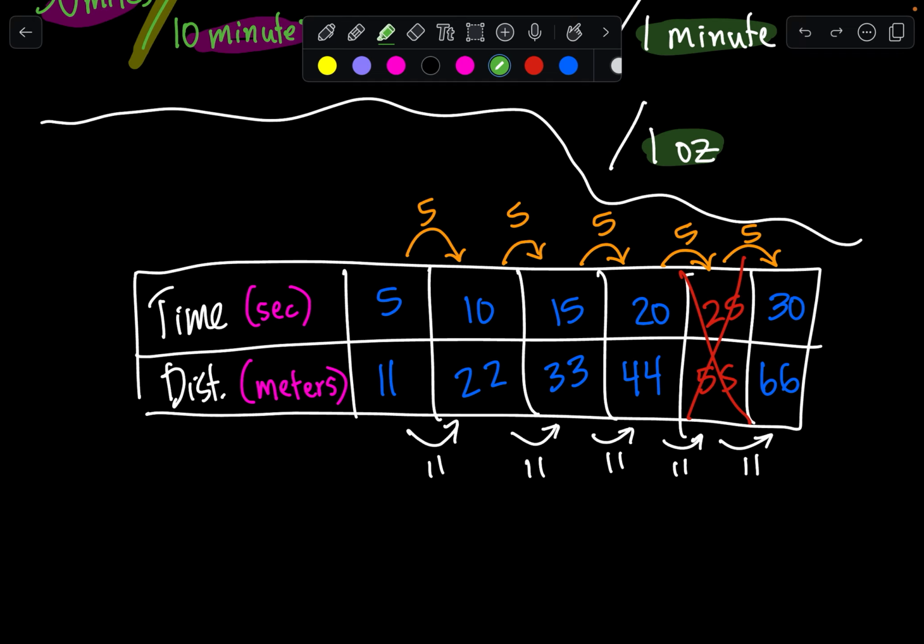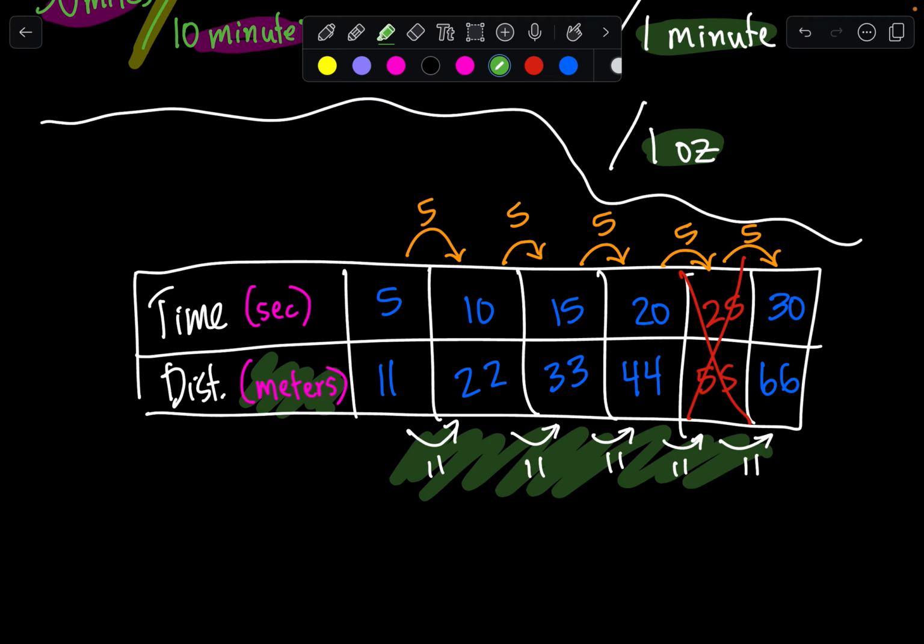In part A, it says what is Beth's rate of travel? Write it as a unit rate, meters per second. So as a regular rate, you would do your meters on top because it says meters per second. So you would say 11 per, that's what this line means. And then seconds would go on the bottom, which in this case would be 5. So 11 meters per second.